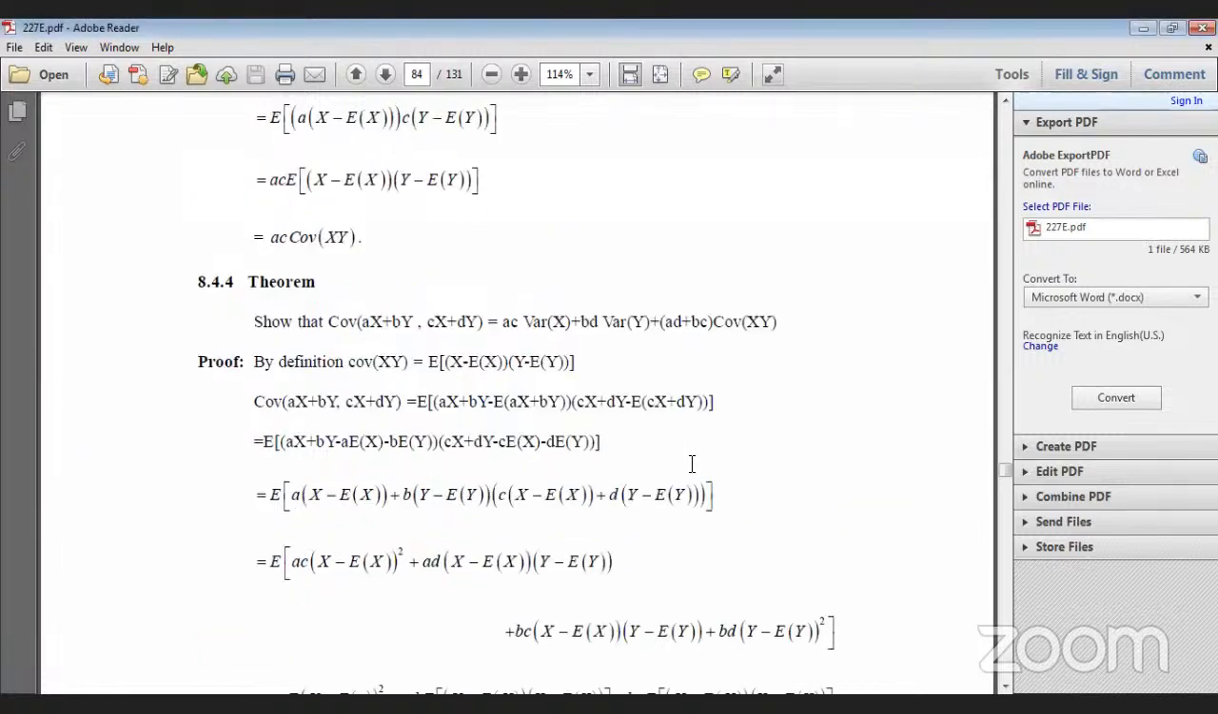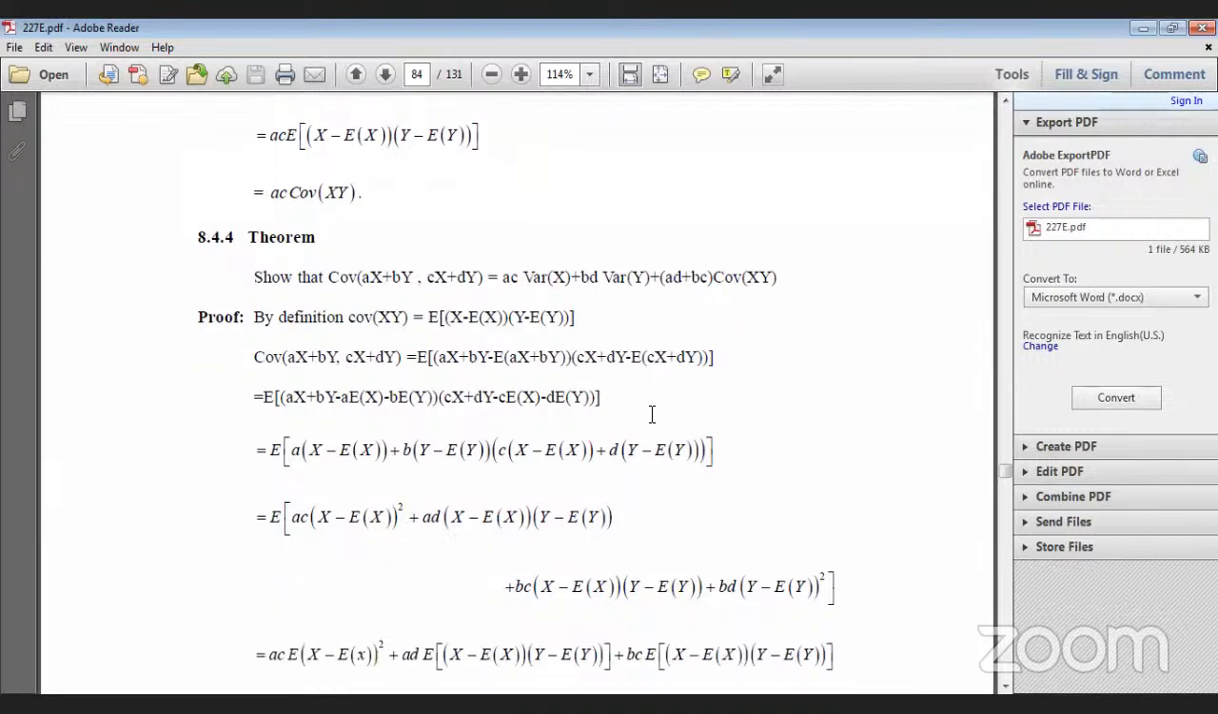So that covariance of ax plus by, cx plus dy is ac variance of x plus bd variance of y plus (ad plus bc) covariance of xy. Does this also look like the formula a square plus b square plus 2ab? Let's see. Here by definition of covariance of xy, E of (x minus Ex)(y minus Ey), covariance of ax plus by, cx plus dy. So therefore E of (ax plus by minus E of ax plus by)(cx plus dy minus E of cx plus dy) we are taking here.